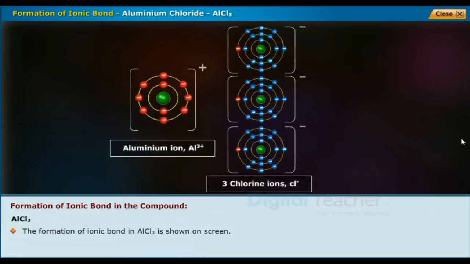After learning about the formation of cations and anions, let us now know about the arrangement of ions in ionic compounds.